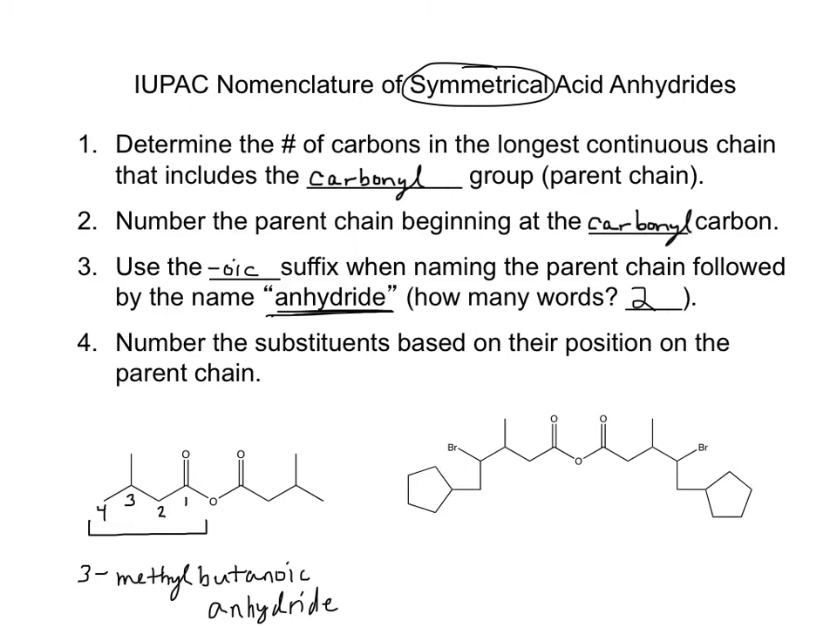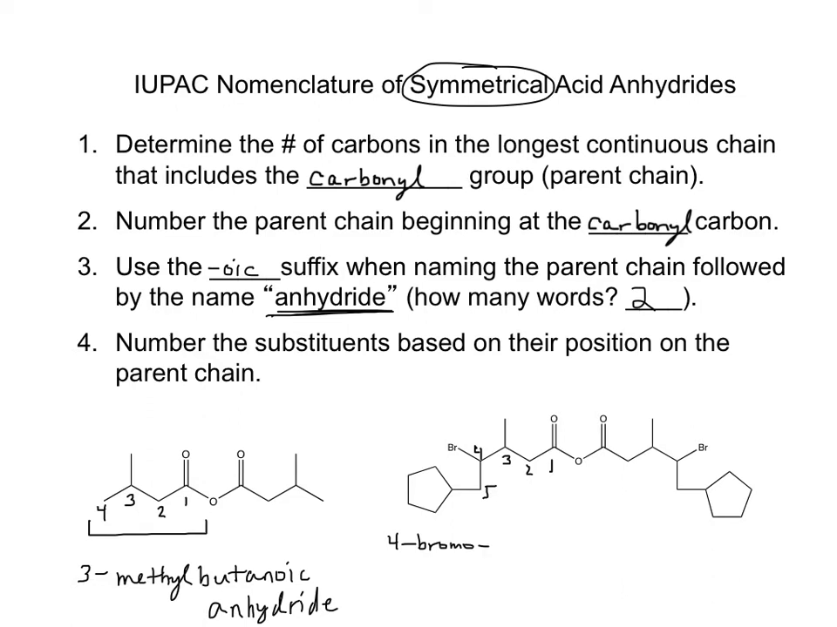We see both sides are the same, so we'll just pick one side. I'll start my numbering at the carbonyl carbon. So there's 1, 2, 3, 4, 5. I don't want to go into that cyclopentane. It's actually a substituent. Okay, so let's go ahead. We have a bromo at 4. So this is 4-bromo.